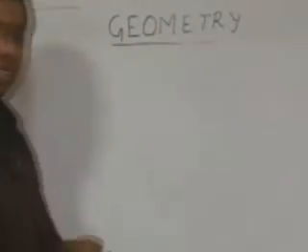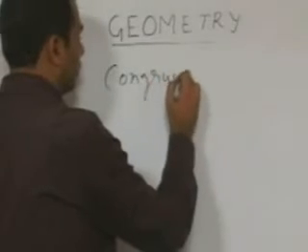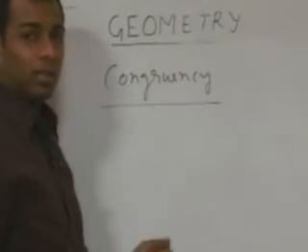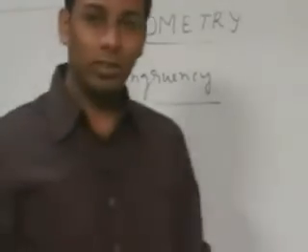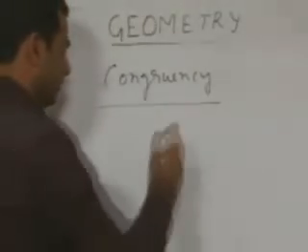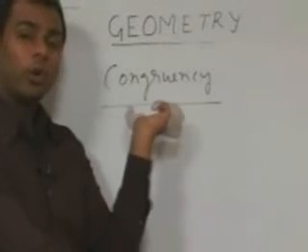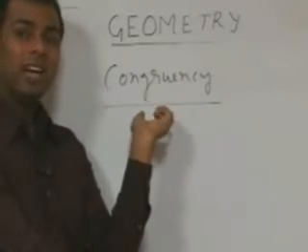The next thing is regarding the congruency of triangles. In congruency, we only have to discuss the theorems here. What are the 2 or 3 different theorems? We can say that two figures or two triangles are congruent if their corresponding sides are equal in length.